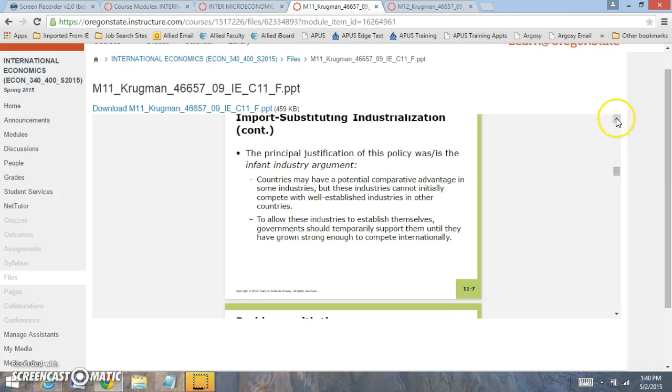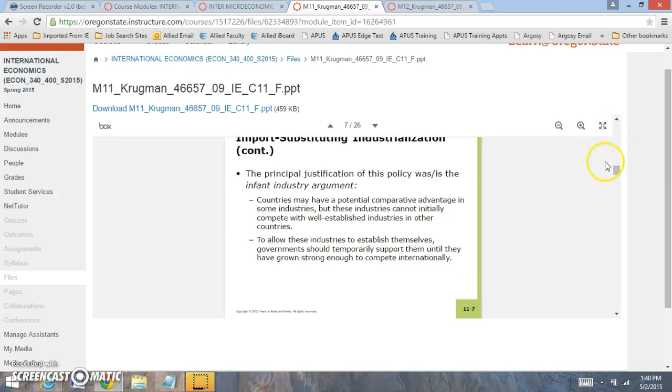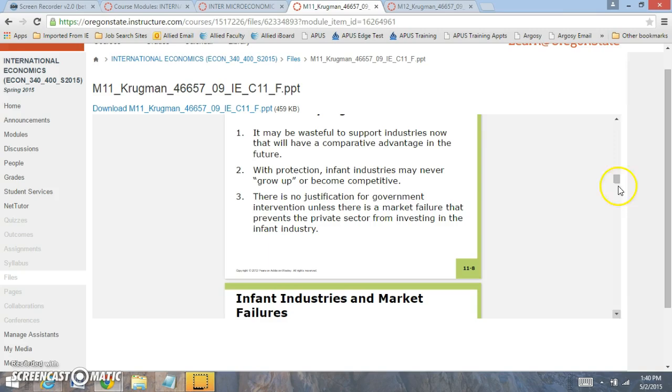Now, this chapter is going to focus on import substituting industrialization. We look at countries that may have a potential comparative advantage in some industries, but these industries cannot initially compete with established industries in other countries. So when they are not able to compete, they'll try to get support from the government. And support from the government is very important in these instances.